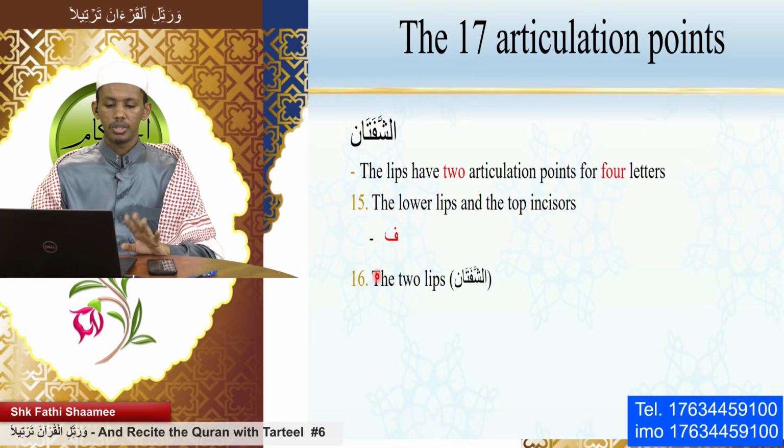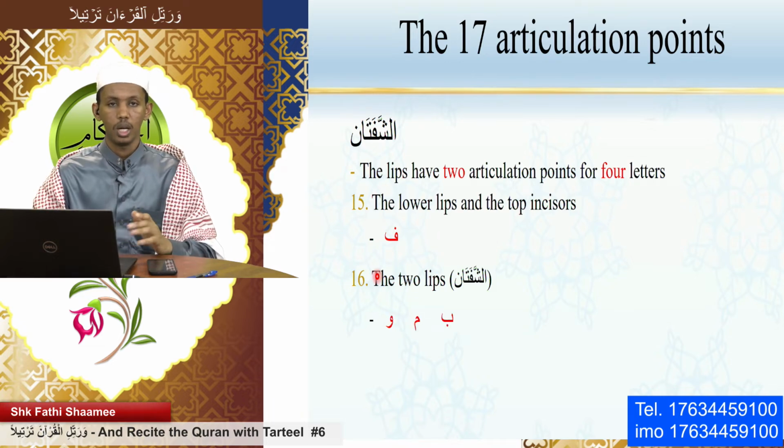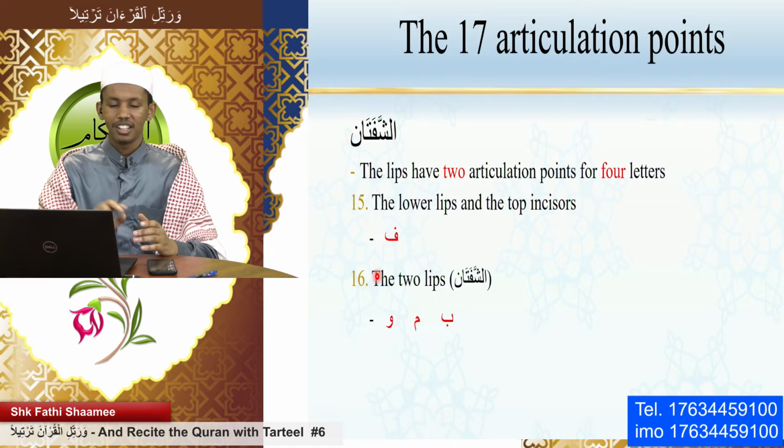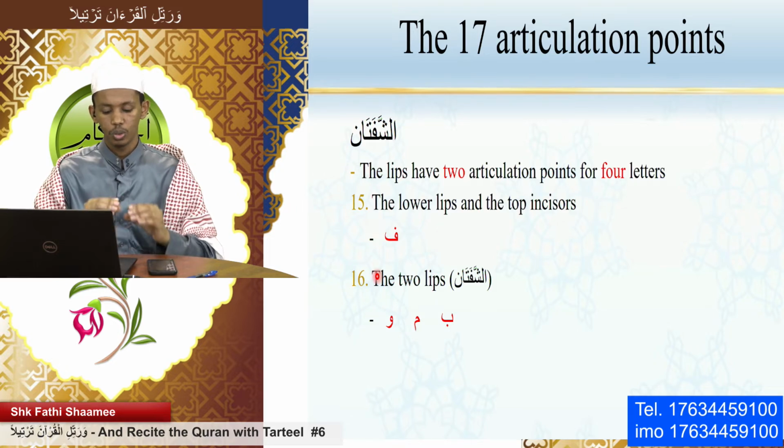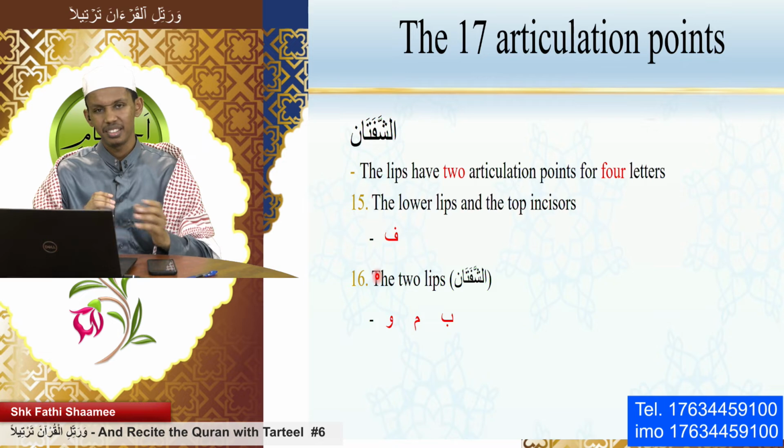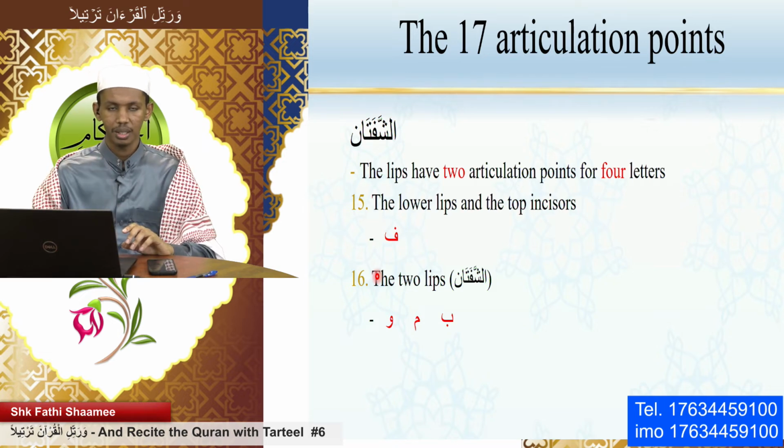And then number 16 is just the two lips coming together, which produces these 3 letters: waw, mim, and ba. So these 3 letters all come from the two lips coming together in different ways. And inshallah ta'ala, we will talk in future sessions about exactly how this happens.